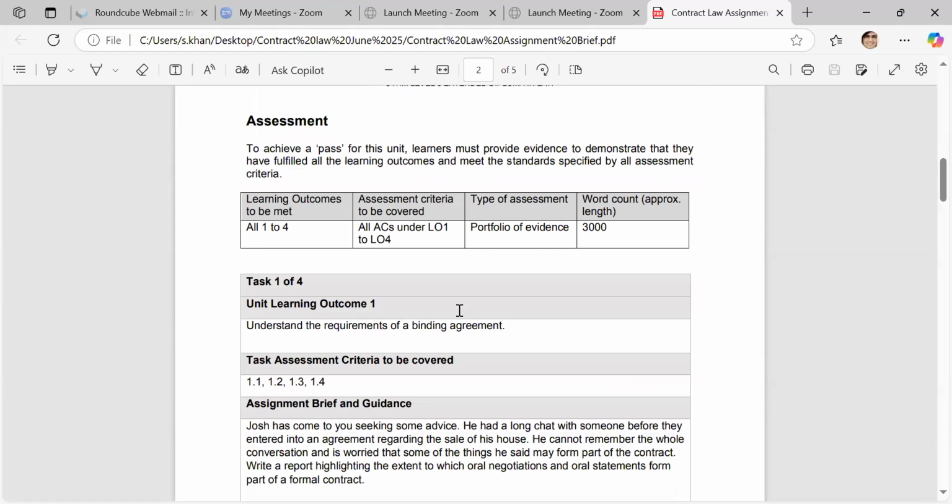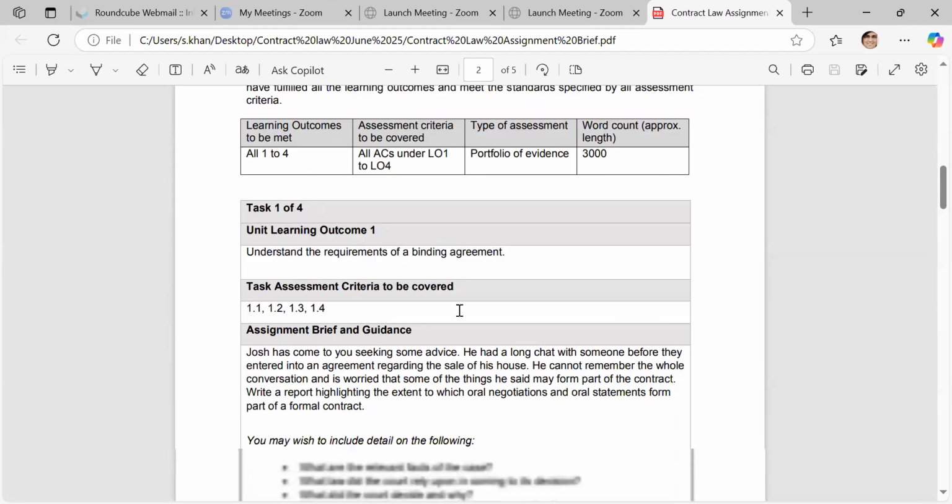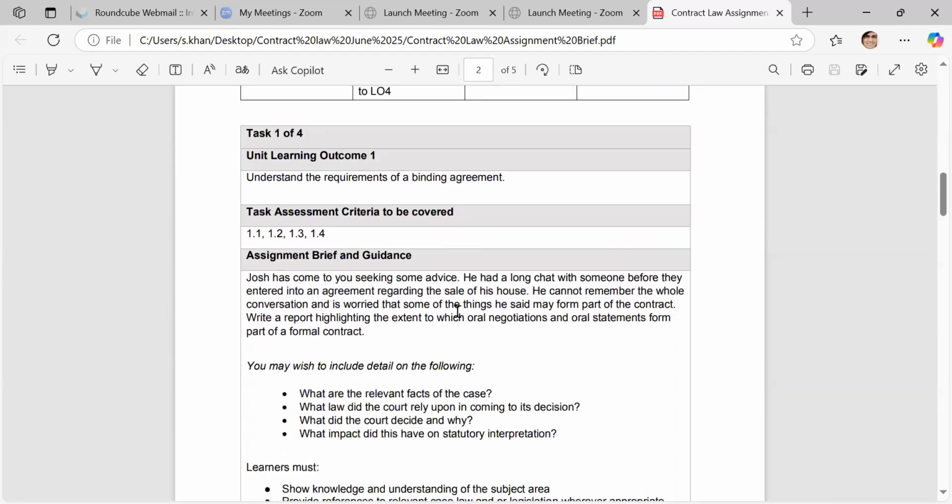You will either get a pass or a fail, and it's a portfolio of evidence of 3,000 words. You've got 4 tasks. Each task is listed there.